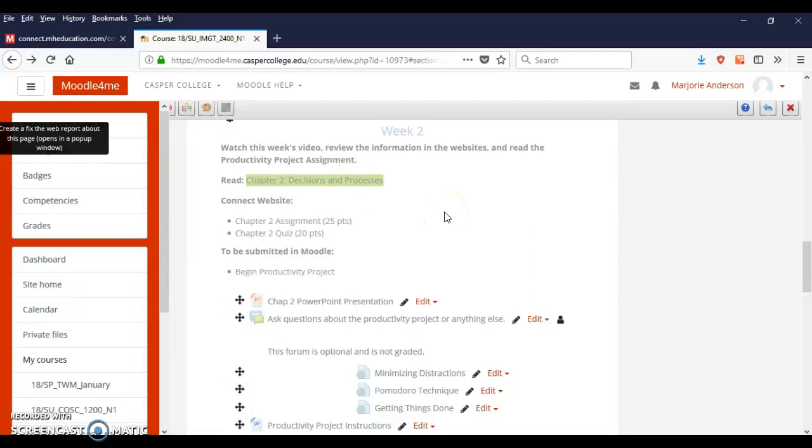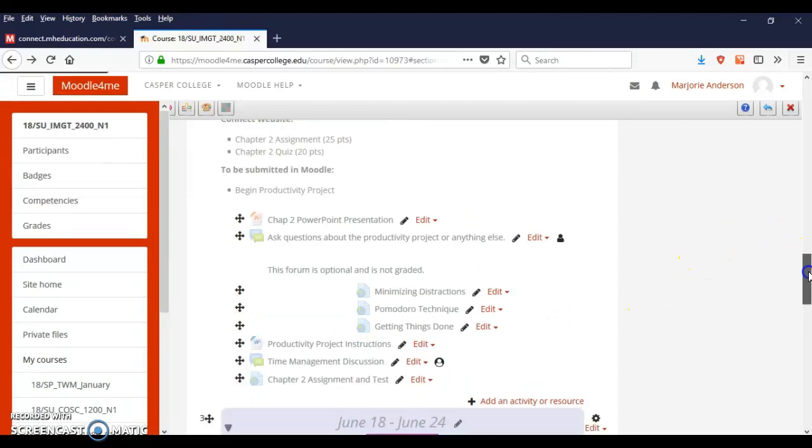We also have a required threaded discussion. And that discussion is located down here in the time management discussion. This first forum, Ask Questions, is not graded, not mandatory, but feel free to use it for anything that you might want to discuss separately. The time management discussion, you will need to post once in response, and then post to at least 2 of your classmates by Sunday at midnight.